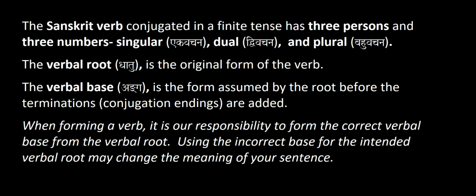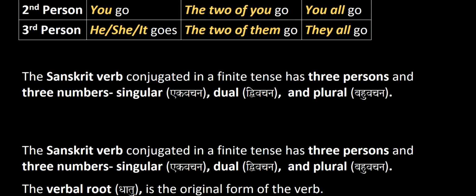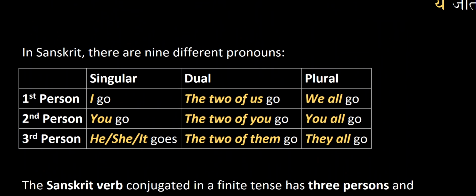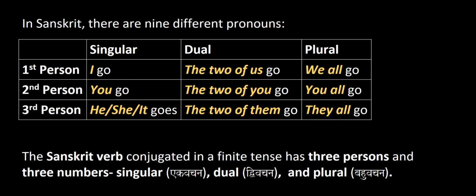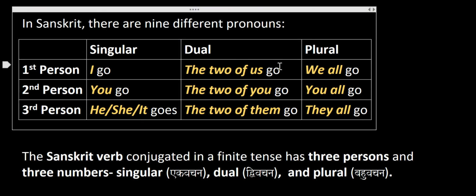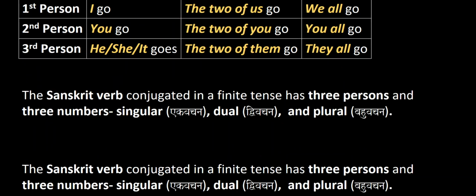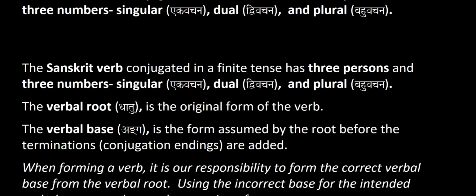I will scroll back up to the table so that we can have a quick reminder as to what the format for the Sanskrit conjugation is. Notice first person is I, the two of us, we. Second person is you, the two of you, you all. That's the plural form. Then third person is he, she, it, the two of them, or they all. So that is the format.